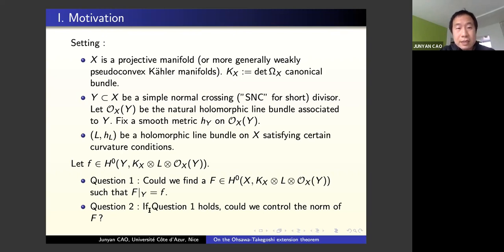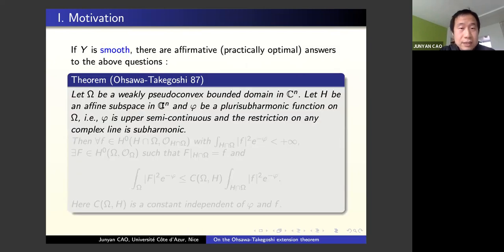For these two questions, it is totally solved in the case when Y is smooth. This is the so-called Ohsawa-Takegoshi type extension theorem. Here I first state the local version of it. Now we suppose that Omega is a weakly pseudoconvex bounded domain in C^n. For simplicity, we just assume here that Omega is a polydisc in C^n, and let H be an affine subspace in C^n. Now let phi be a PSH function on the polydisc Omega. That means that phi is upper semi-continuous, and also its restriction to any complex line in Omega is subharmonic.